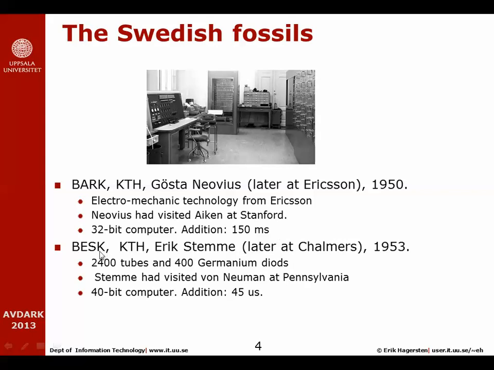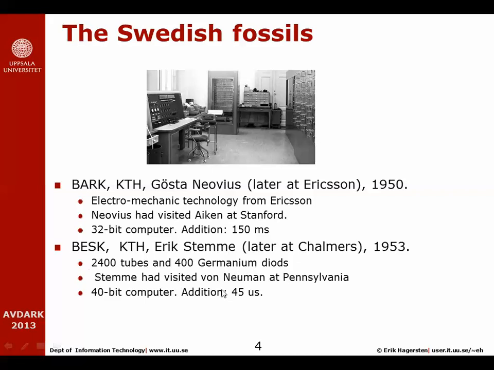The next machine, BESK, that one was designed at KTH in Stockholm. Erik Stemme was the lead designer for that. I never met Erik Stemme, but he was actually Professor Emeritus down at Chalmers until maybe 10 years or so ago. He had an office down there, but I never got the opportunity to meet him. This was also built on vacuum tubes, but it also had some silicon in it. Some 400 diodes were also used in this machine.